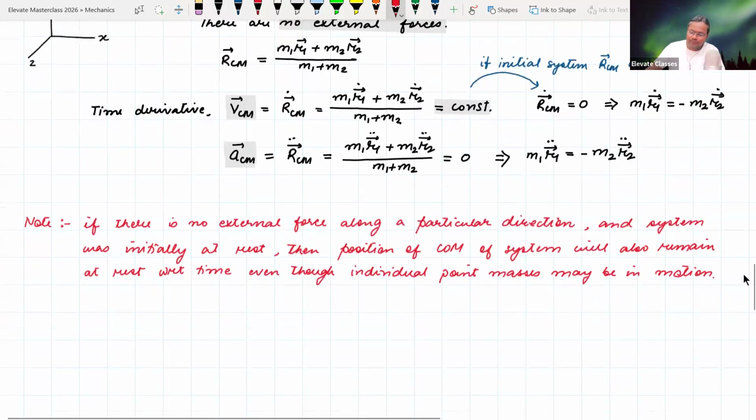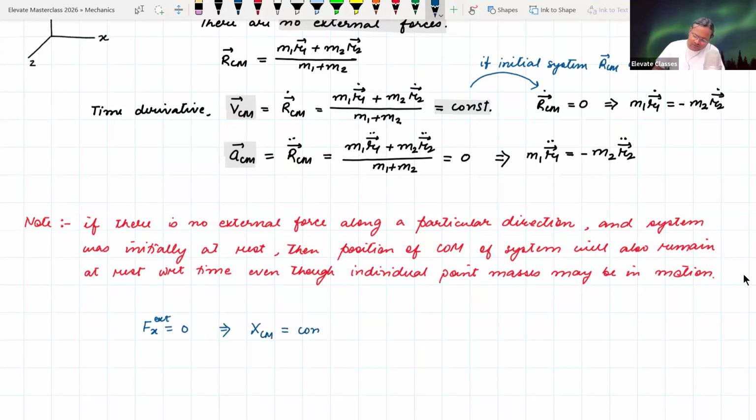Okay, so here is one more thing: for example, if F x external is equal to 0, then it simply means that if the original system was at rest, then the x coordinate of the center of mass will remain constant with time. Okay, but it may be that F y external is not equal to 0. So if F y external is not equal to 0, then the center of mass along the y-axis will not necessarily remain a constant of motion.